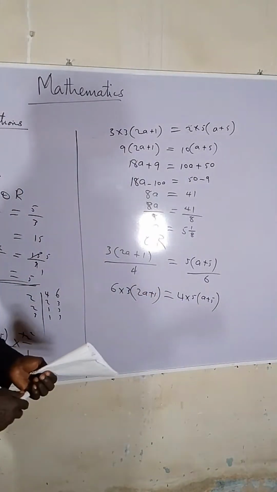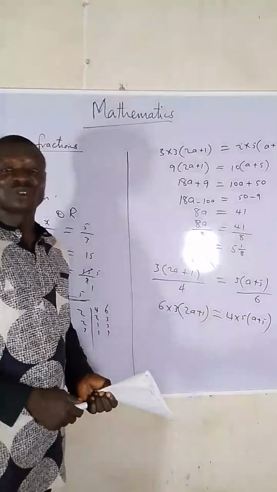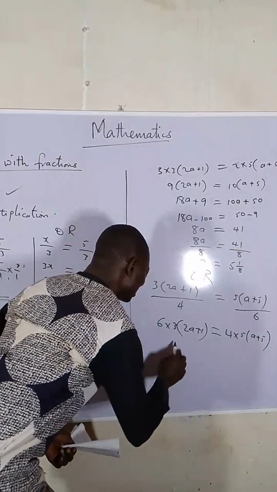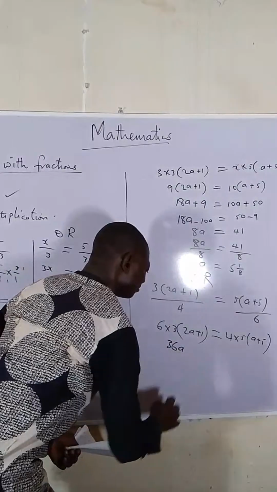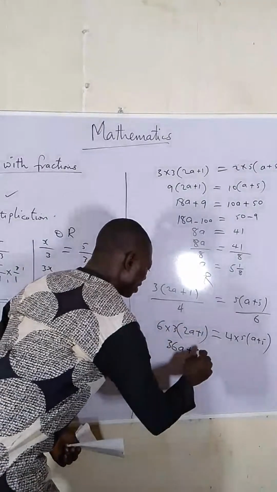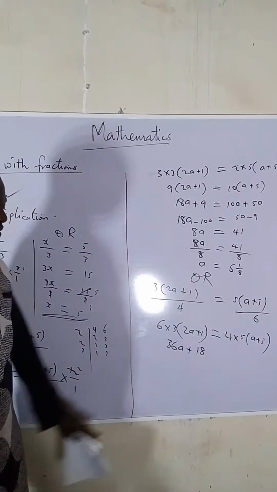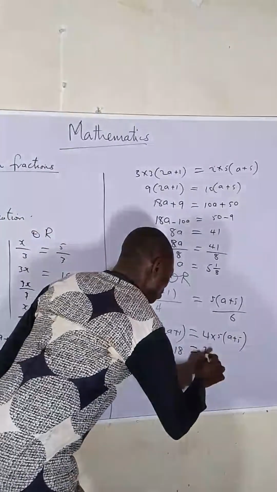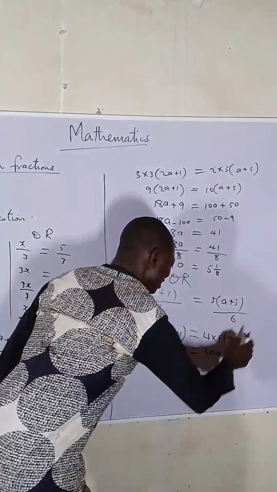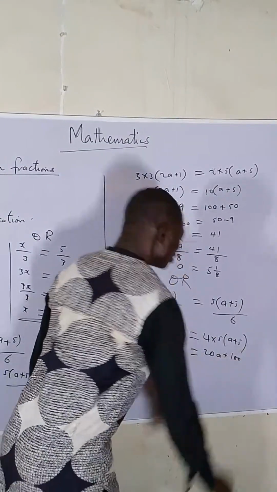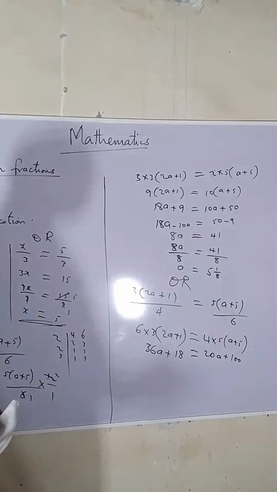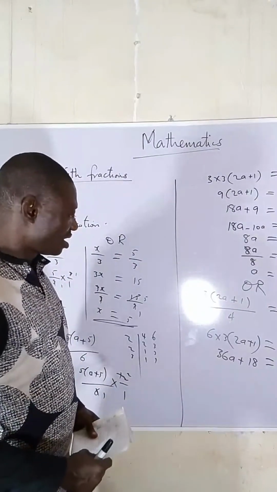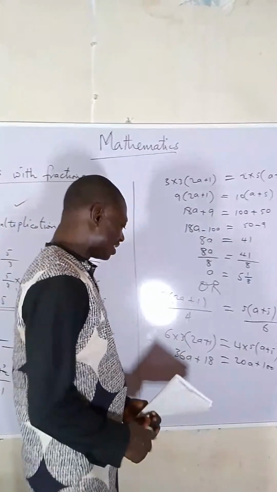18 times 2A will give us 36A, plus 18 times 1 will give us 18. So what we have here is 20 times A, which gives 20A, plus 20 times 5, which gives 100. And so we can now collect like terms because the whole fractions are gone. Now we have those numbers and we have to find the value of A.